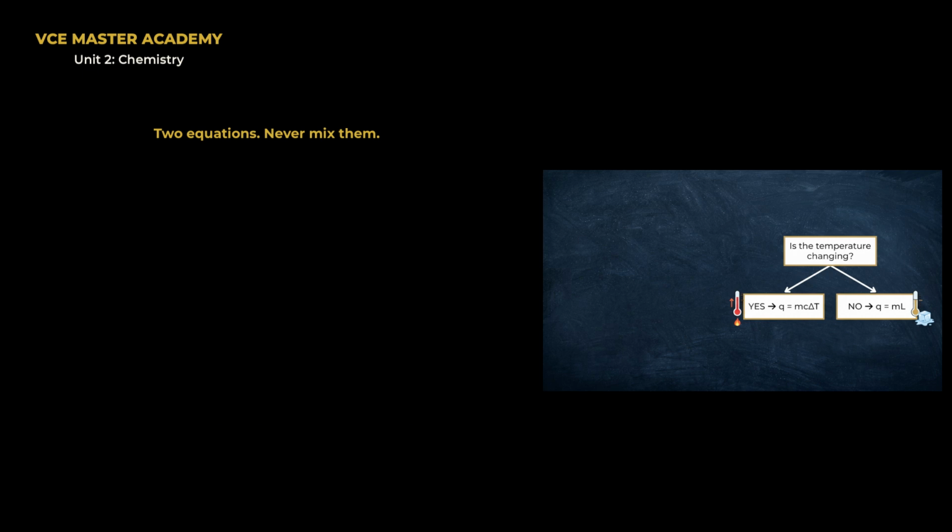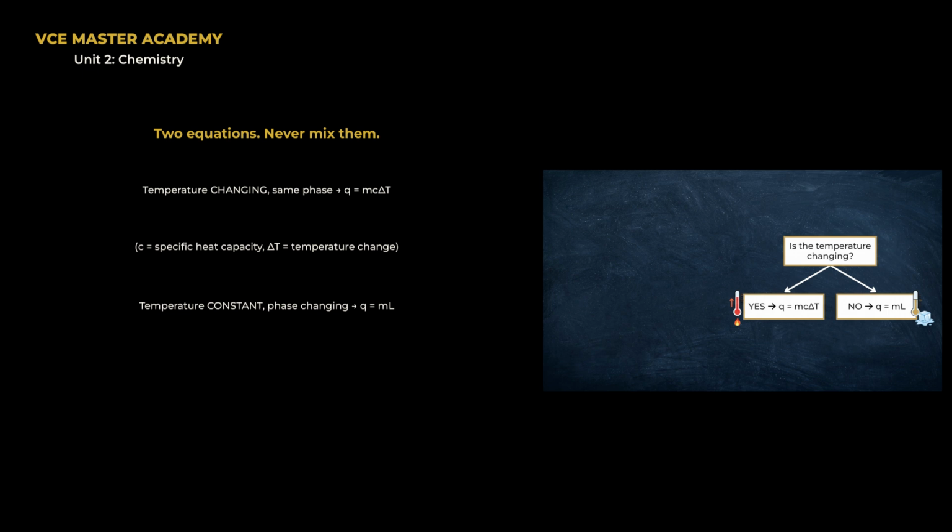Now, you already know another heat equation from our last lesson. So, we have two, and the most common exam mistake is mixing them up. Let's make the rule crystal clear. When the temperature is changing and the phase stays the same, we use Q equals mc delta T. Quick reminder, C is the specific heat capacity, how much energy 1 gram needs to warm by 1 degree. Delta T is just the temperature change, finish minus start. When the temperature is constant and the phase is changing, we use Q equals mL, one job each.